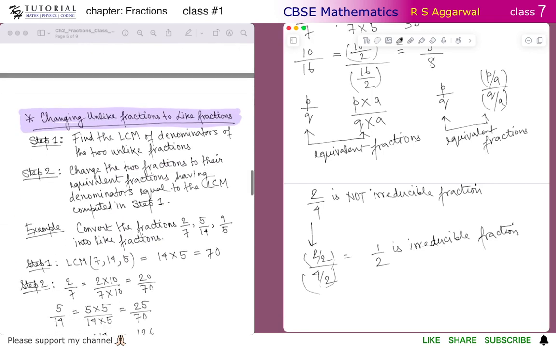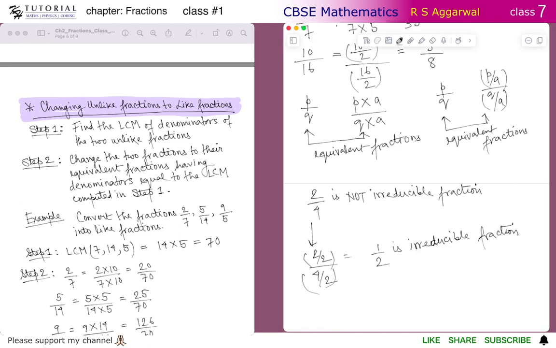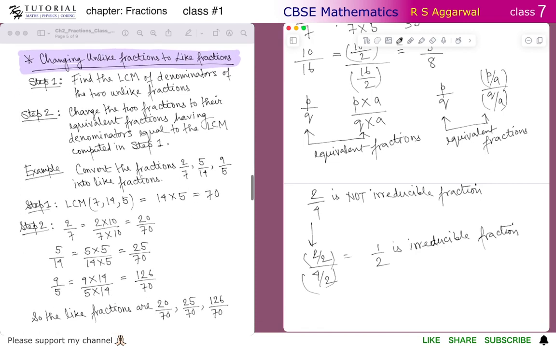Now, how do we convert unlike fractions to like fractions? This is an important concept which will be used in addition and subtraction of fractions. You are given 2 or more unlike fractions, and the task is to convert them to equivalent fractions where all of the fractions have the same denominator but different numerators. So what are the steps? You first find the LCM of the denominators of the unlike fractions.